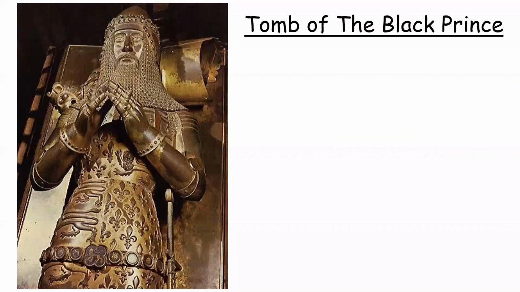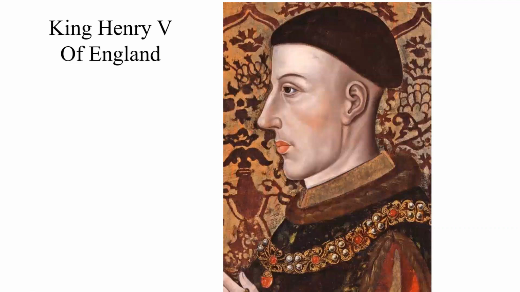Sadly for England, the Black Prince died before his father, and so King Edward III was succeeded not by the Black Prince, but by the Black Prince's son as Richard II. Richard II, however, was deposed by another of Edward's grandsons, Henry Bolingbroke, and he reigned as Henry IV. In 1413, Henry IV's 25-year-old son came to the throne as King Henry V, and he was determined to unite the crowns of England and France.